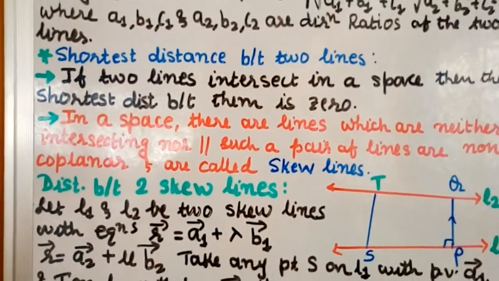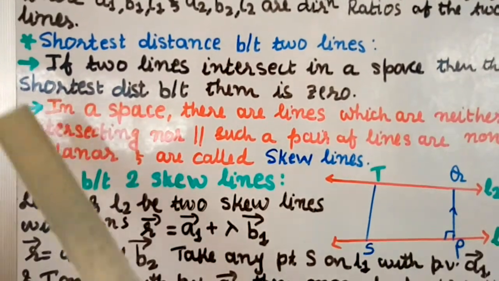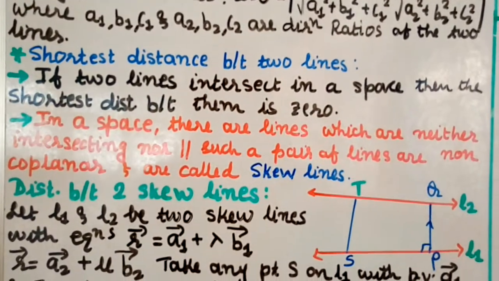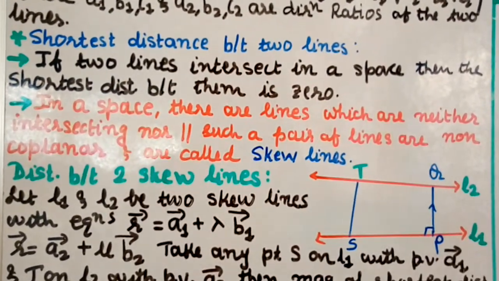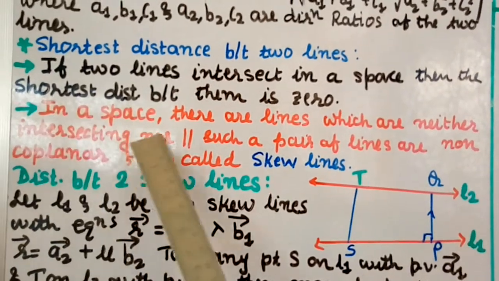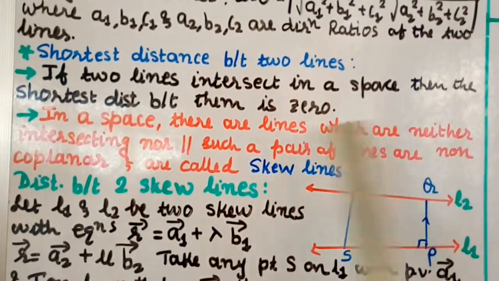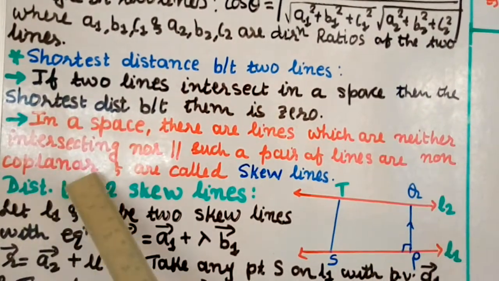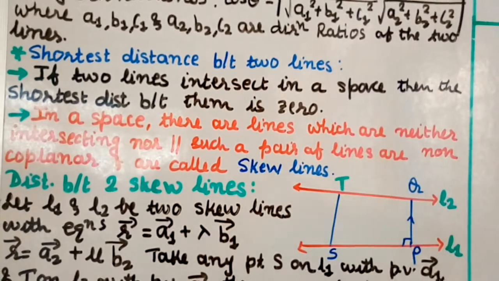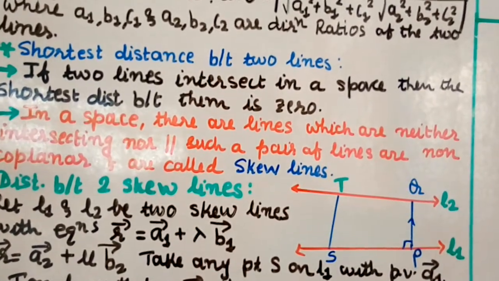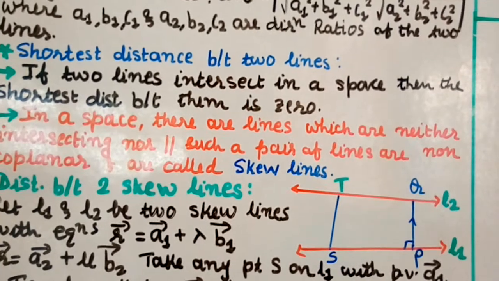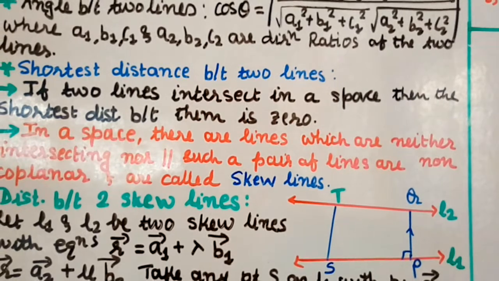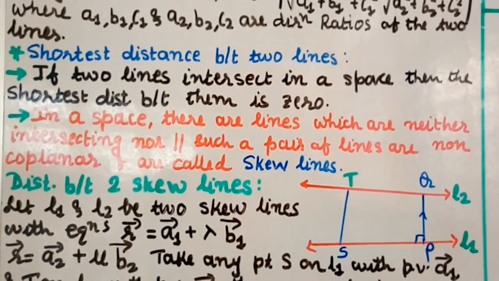Next our topic is the shortest distance between two lines. If two lines intersect in space, then the shortest distance between them is 0. In space there are lines which are neither intersecting nor parallel. Such a pair of lines are non-coplanar and are called skew lines. So this is the definition of skew lines: lines in space which are neither intersecting nor parallel, in fact lines which are not coplanar.